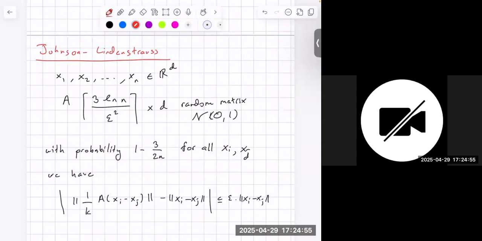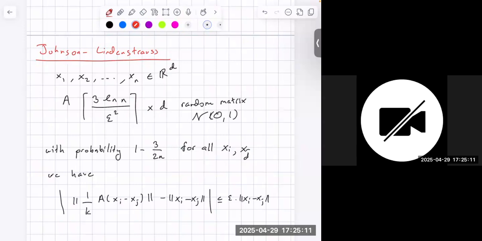So I'll walk you through this. There's a technical statement right here. But before I walk you through this, what does this mean and when would you use it? You have a lot of data in high dimensions. Your purpose is to reduce the dimension of the data.